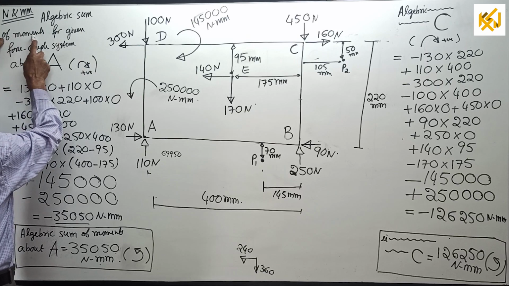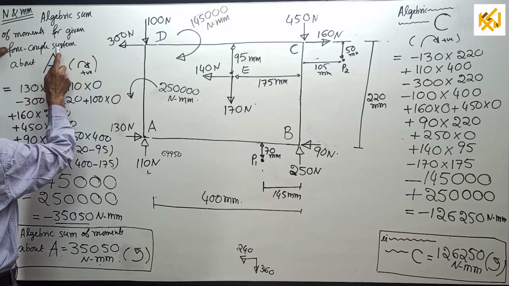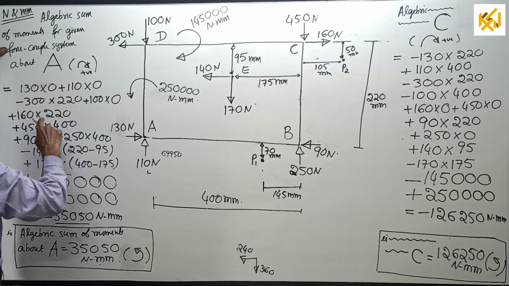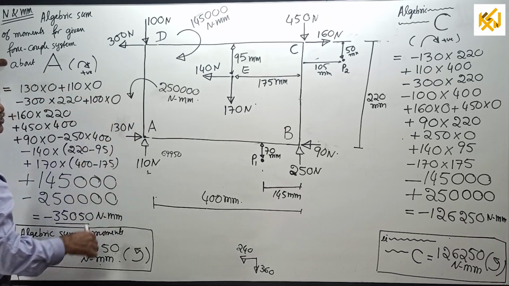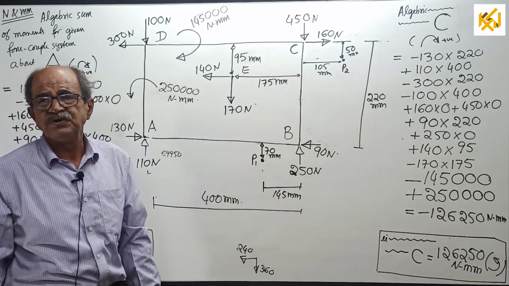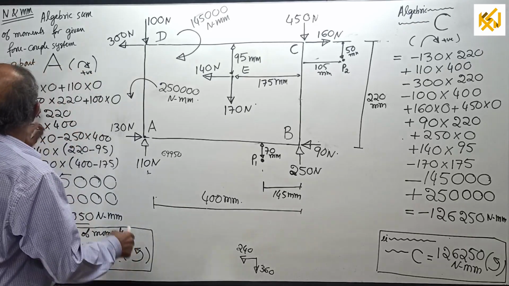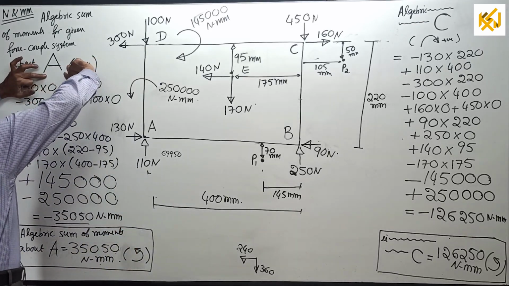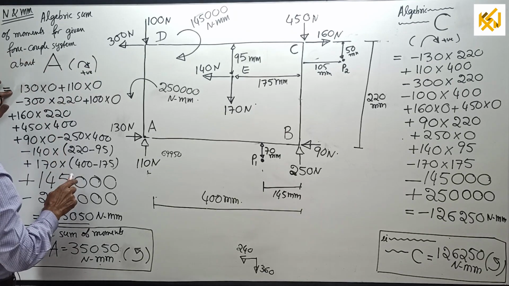Algebraic sum of moments for the given force, actually force couple system, about point A. Usually we call it a force system, but some couples are there, so you can easily call it a force couple system. About A, as usual, I will take clockwise positive.